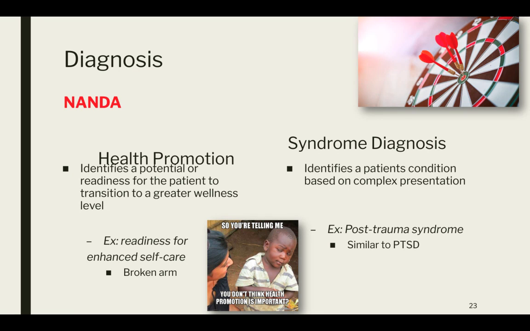A syndrome diagnosis: for some diagnoses, we actually have diagnosis authority over syndromes. So we can recognize symptoms of PTSD, but label it as post-trauma syndrome. Another example would be disuse syndrome in a stroke victim. If a patient comes in post-stroke and they're actively neglecting or not using that limb, we could diagnose them with disuse syndrome. This class is really going to be focusing on actual diagnoses and risk for diagnoses. Health promotion and syndrome are going to come into play once you get into med-surg and outpatient.